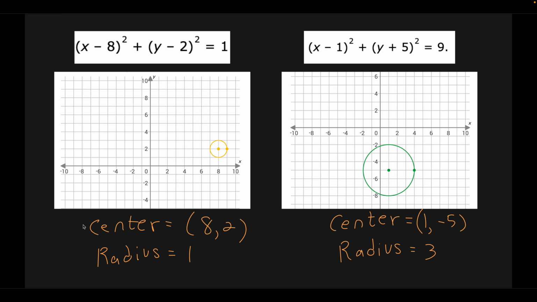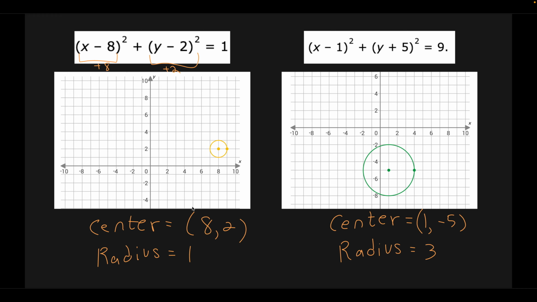All right, now that you've had time to look at this, maybe you came up with a few ideas. First off, the center is always these numbers in parentheses, but reversed. So this was -8, it becomes +8. This was -2, it becomes +2. And these numbers are the center of your circle.